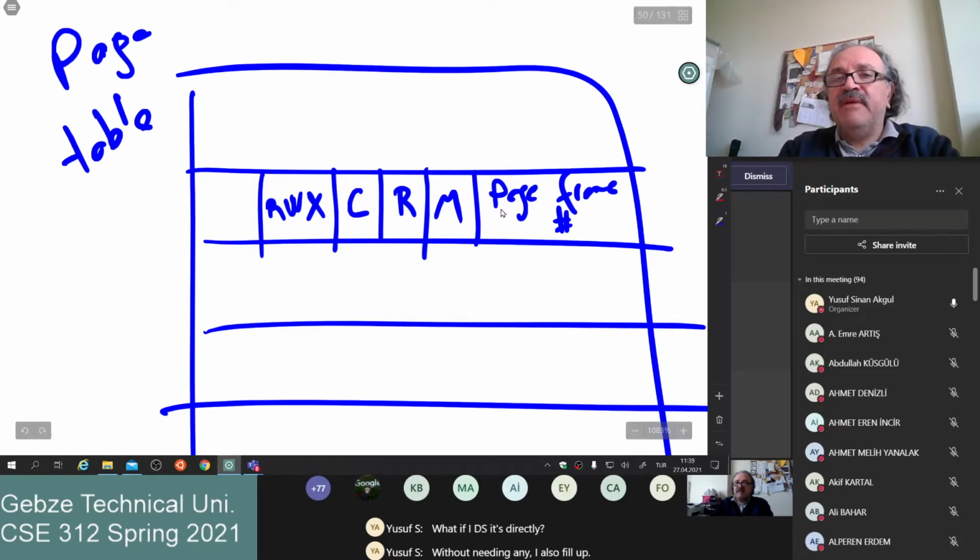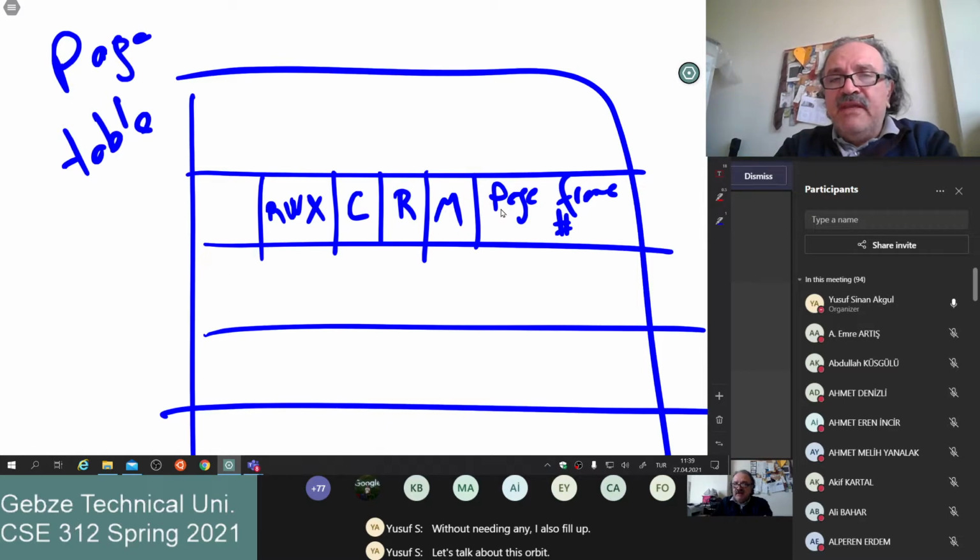Let's talk about this R bit. When is the R bit 0, when is it 1? R bit means reference bit. When the page has newly loaded, the R bit should be zero. When is it 1? I think after loading it already has to be changed to one because it is loaded since it is needed.